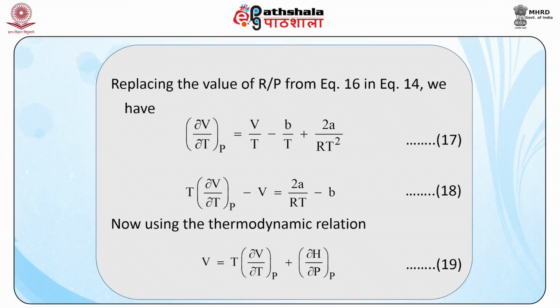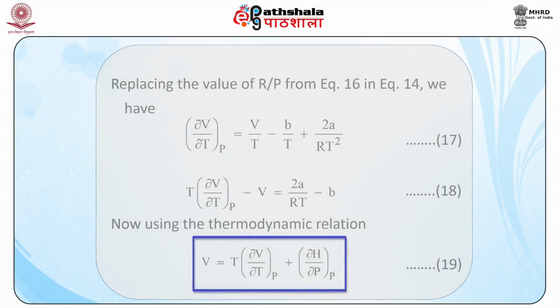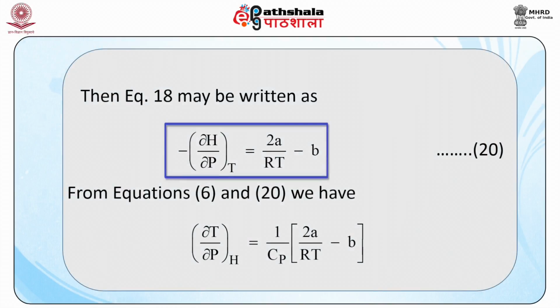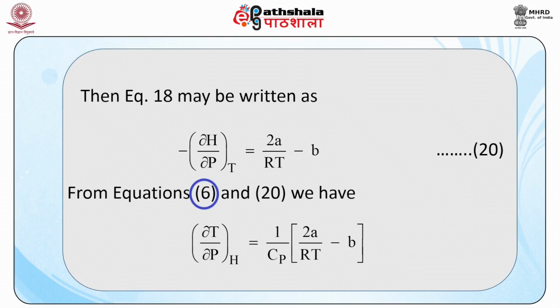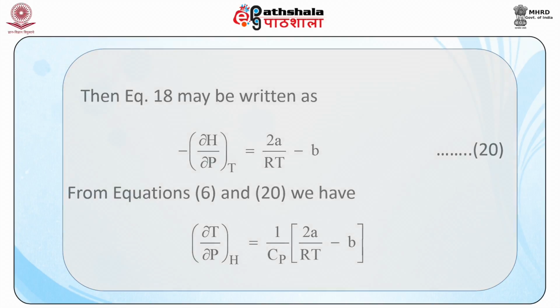Now using the thermodynamic relation, V = T del V by del T at constant pressure + del H by del P at constant temperature, which is equation 19, equation 18 can be rewritten as minus del H by del P at constant temperature equal to 2a/RT − b, which is equation number 20. Now from equation 6 and 20 we get del T by del P at constant enthalpy equal to 1/Cp into (2a/RT − b).